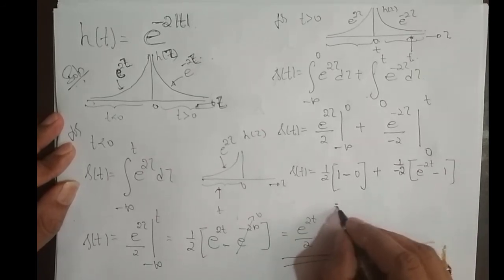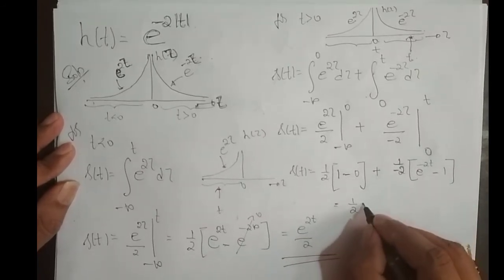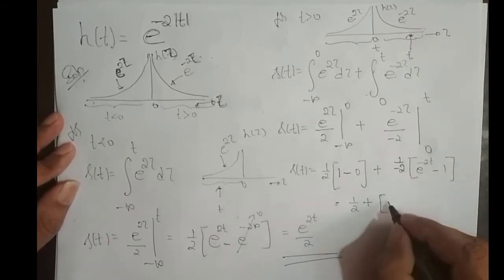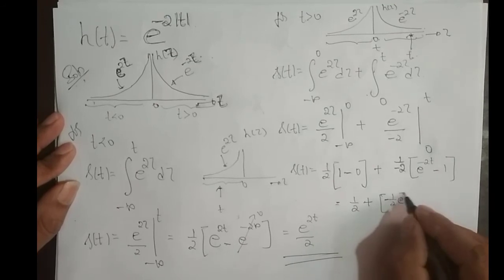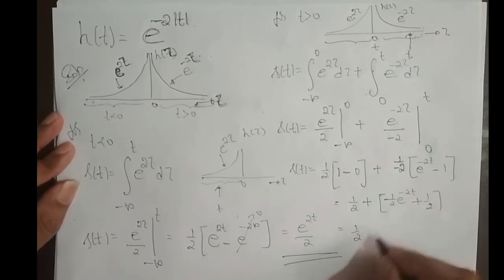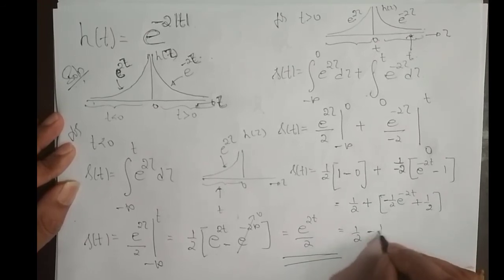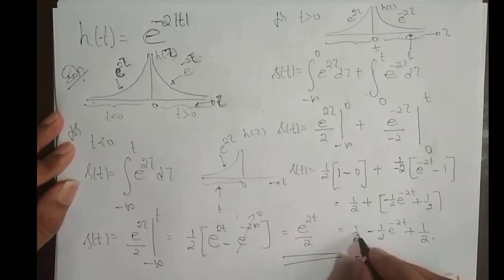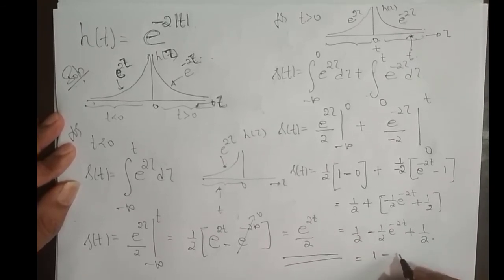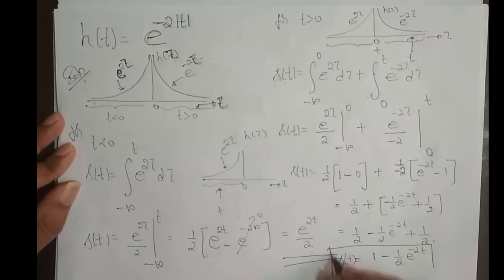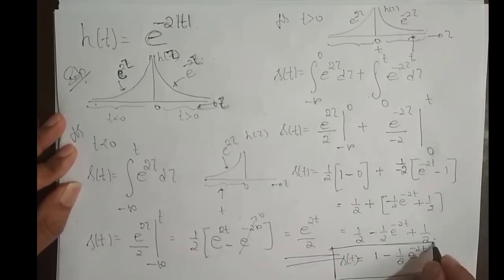Okay, so this is equal to 1 by 2, plus if I take this minus 1 by 2 inside, it is minus 1 by 2 times e power minus 2t plus 1 by 2. So this is nothing but 1 by 2 minus 1 by 2 times e power minus 2t plus 1 by 2. This is equal to 1 by 2 plus 1 by 2 is 1 minus 1 by 2 times e power minus 2t. So this is the step response.